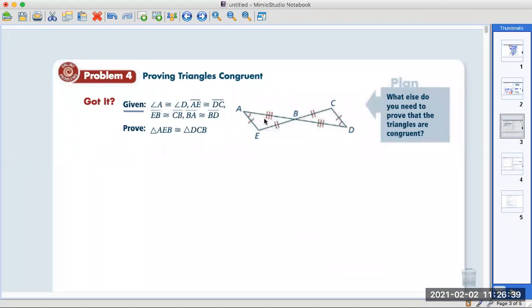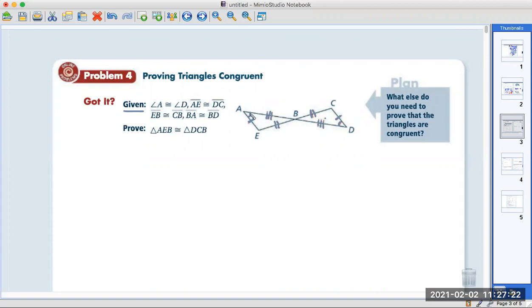So I'm looking at my two triangles. Notice I got this one and this one, and we're supposed to prove they're congruent. The given says angle A is congruent to angle D, and that's already there. It's already marked up. You need to do that yourself if it wouldn't be there. And then it also says that AE is congruent to DC. It's already marked up. That's a side with a little dash. EB and CB, EB, two dashes. And BA, this side congruent to that side, three dashes.